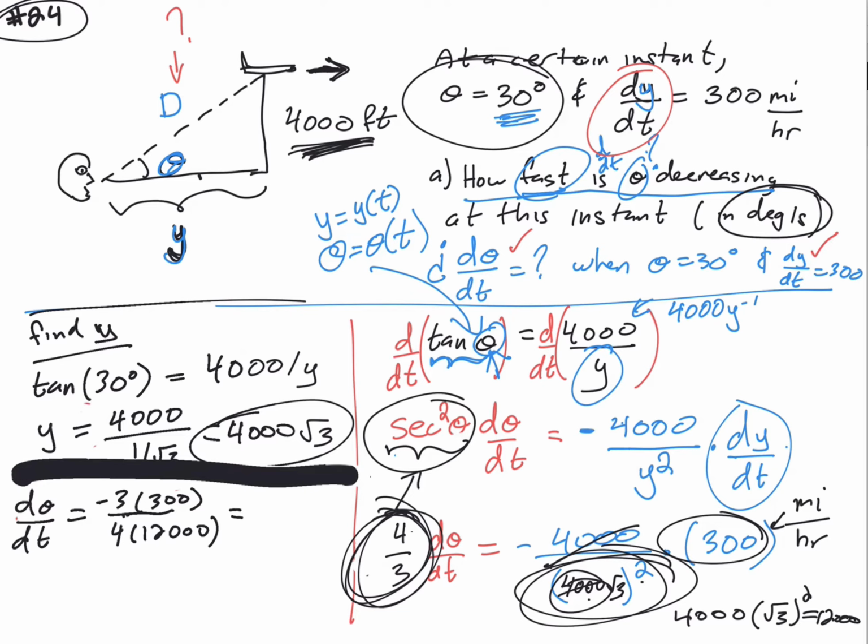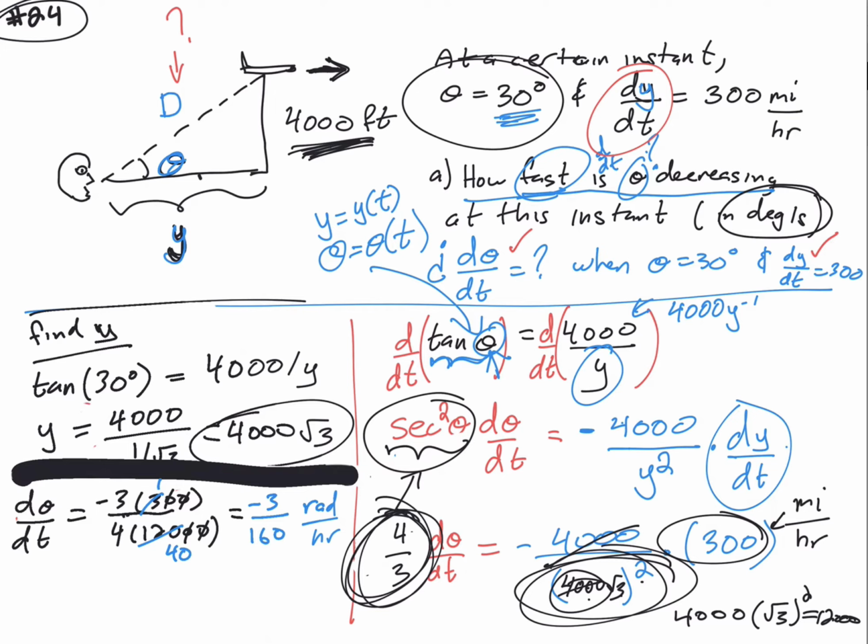Okay, all right, there we go. So now we do a little simplification here. Get rid of these zeros. 3 over 120 reduces to 1 over 40, right? So then we end up with minus 3 over 160. There we go. Minus 3 over 160 radians per hour. All right, now are we good?